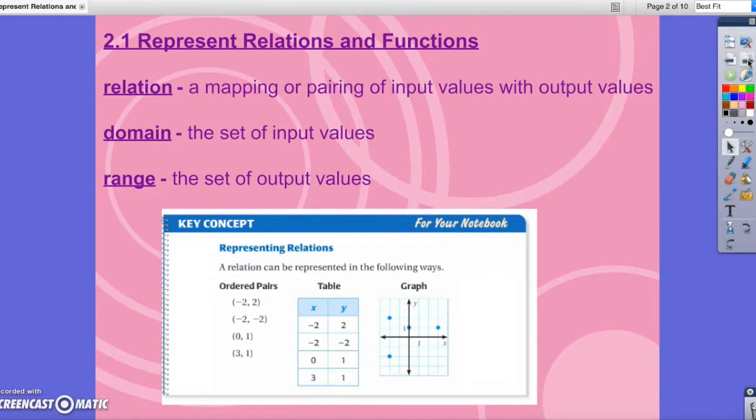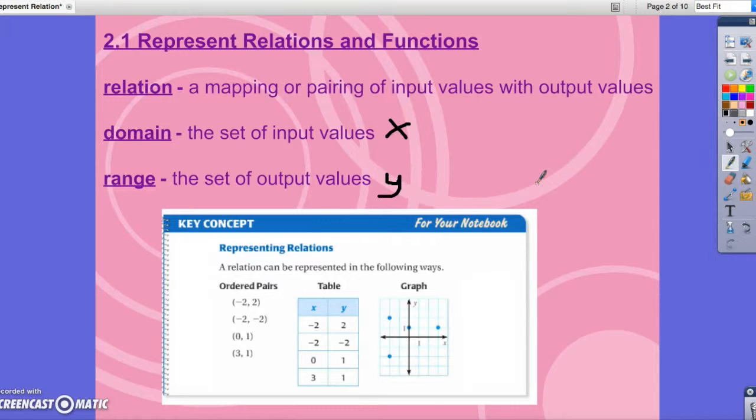All right, so 2.1 is called Represent Relations and Functions. Now we're starting to get into x and y, not just one variable, two variables here. So we start with some basic terms: a relation is a mapping or pairing of input values with output values. The domain is the set of input values. I also like to think of it as the x. And the range is the set of output values, or the y coordinate.